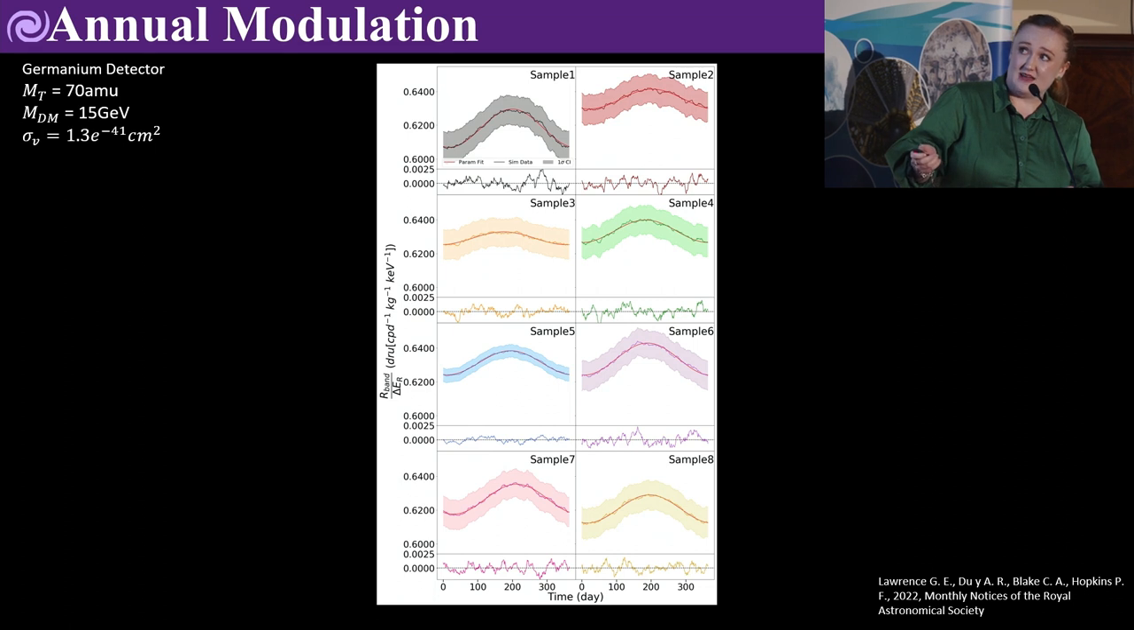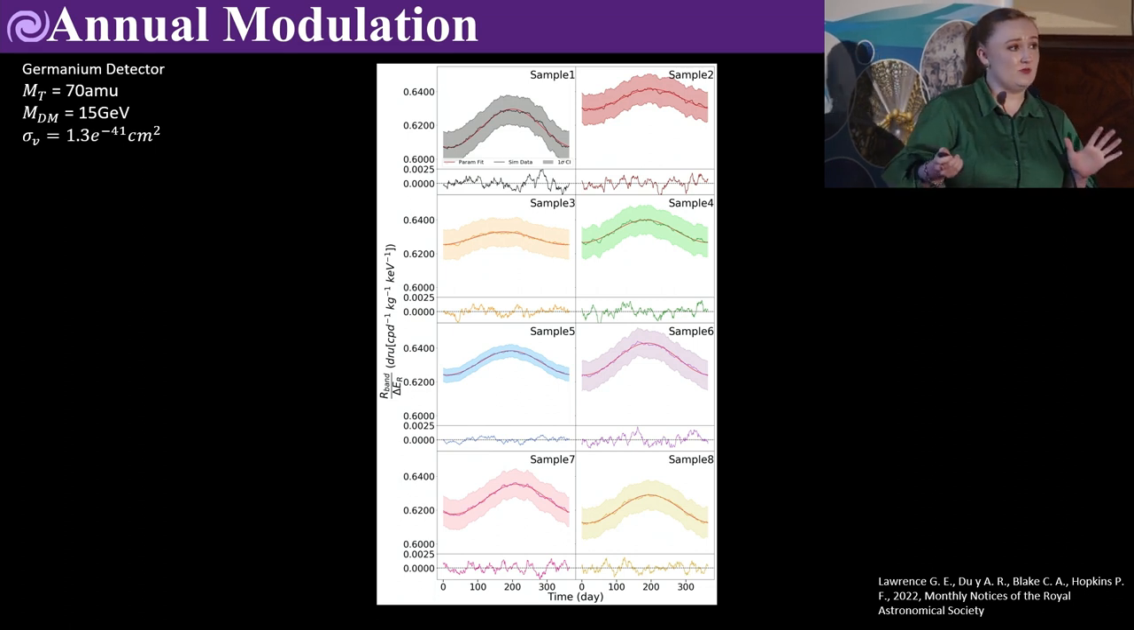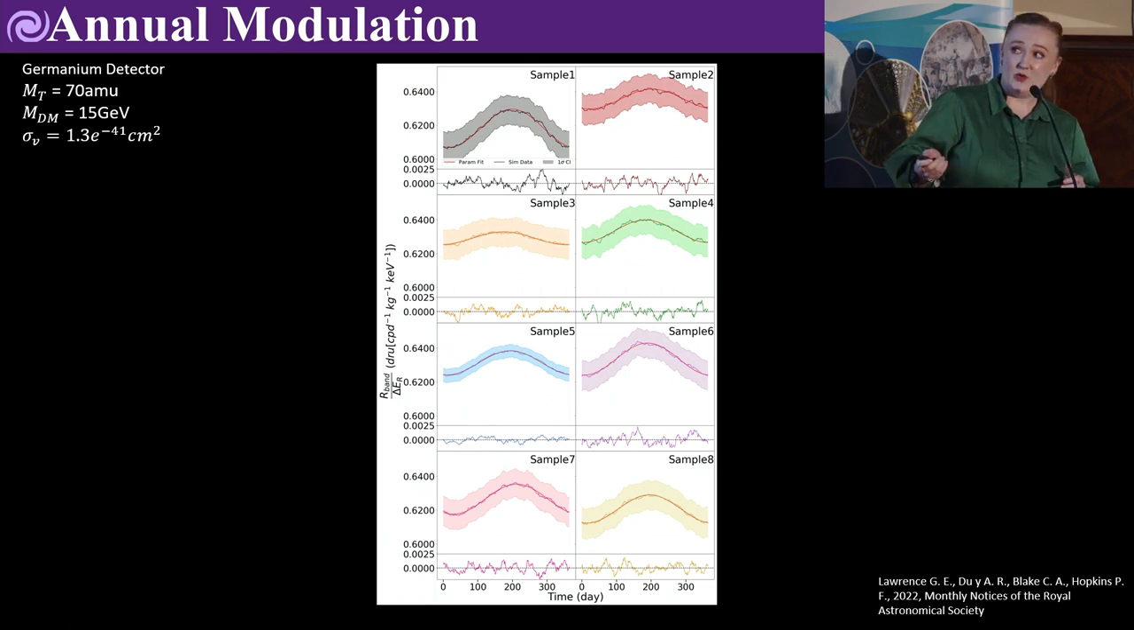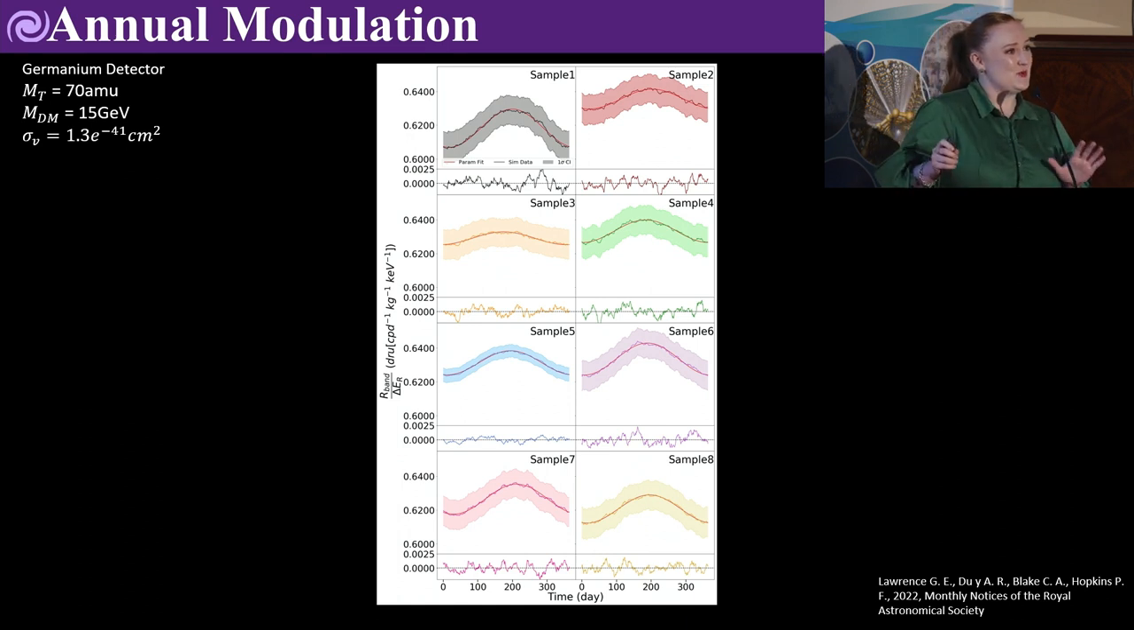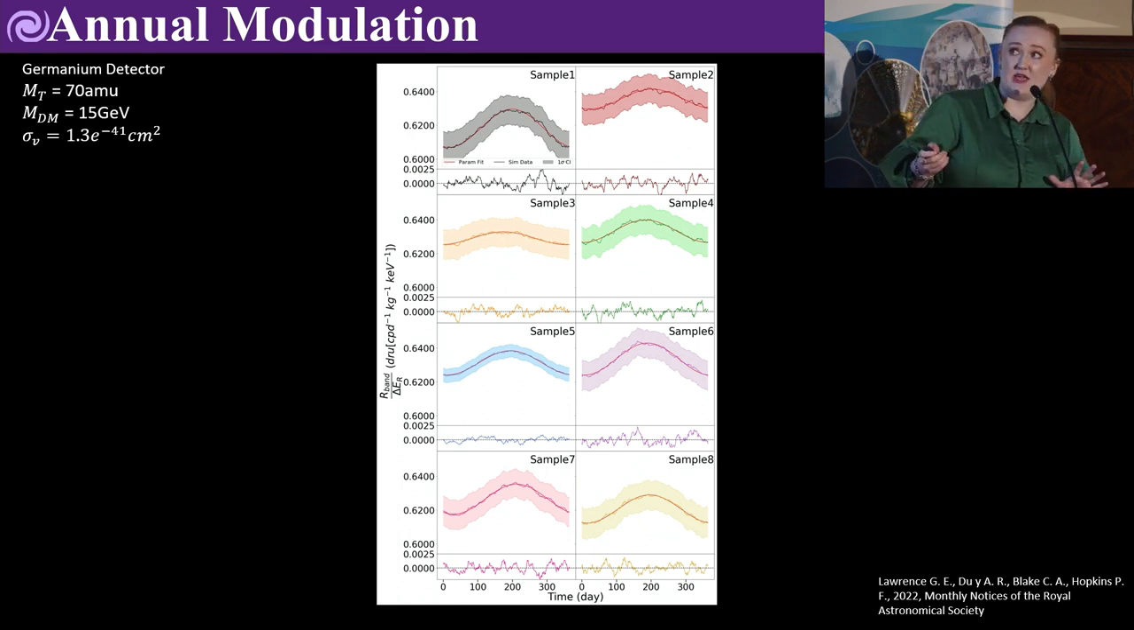We can see that we're getting less than a count per day across all samples, which fits with what we expect from theory, and also that we're peaking in the middle of the year, which is a great bit of confirmation bias, but that is absolutely what we expect to see. So we know this is working okay.